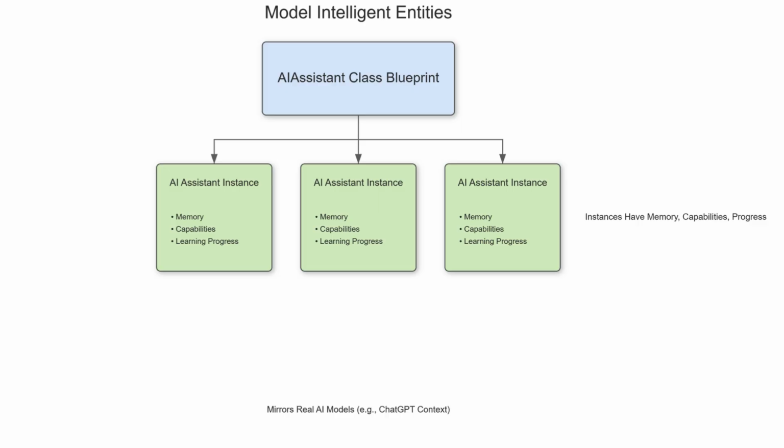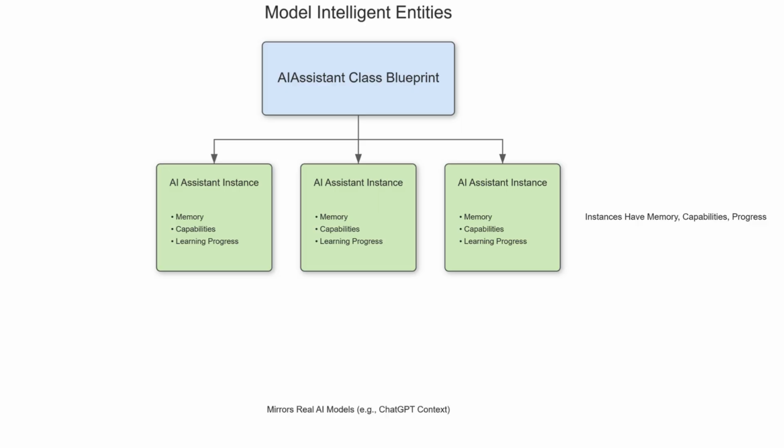When you interact with multiple conversations in a tool like ChatGPT, each conversation maintains its separate context, its unique memory of your interaction. That's precisely what we're achieving here. Individual training histories and distinct sets of learned skills for each AI assistant we create. This modularity is key to building scalable and understandable AI applications.